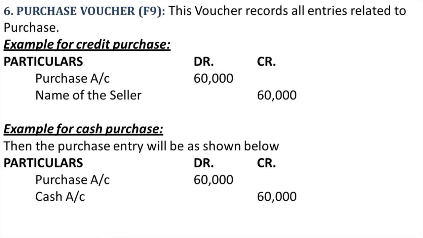Purchase account debit, name of the seller credit. That means sundry creditor account credit. Cash purchase: purchase account debit and the cash account credit. If there is a VAT, VAT account debit and purchase account debit. Cash account credit. And if there is a bank, bank account credit.